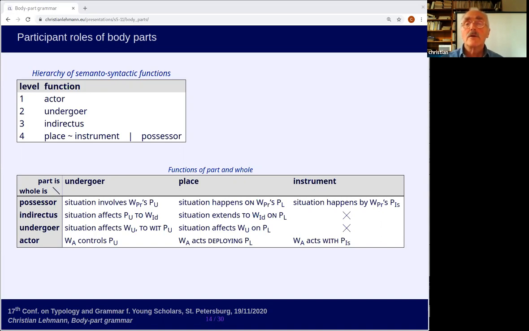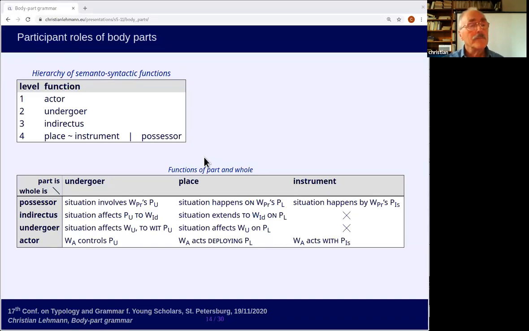The whole may either control the situation or be controlled by it. Depending on this, W either takes the actor role or one of the lower roles in the diagram. The most important factor to determine P's role in the situation is then its sympathetic relation to W. Since in a possessive relation, W is higher on the empathy hierarchy than P, syntactic processes which are sensitive to empathy will give preferential treatment to W on the hierarchy of argument functions.